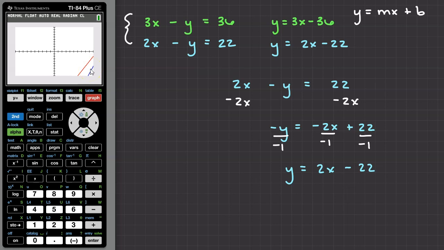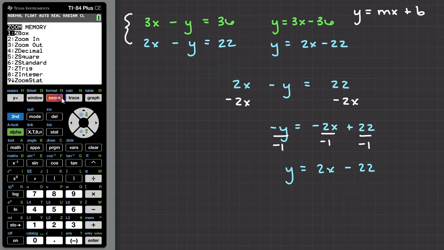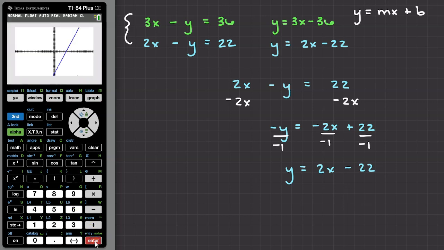We'll need to zoom or adjust our window settings so that we can see that point of intersection. Hit zoom on your calculator and select option 3, zoom out. Hit enter, and this will zoom your window out. Now, if you hit the trace button on your calculator, it will tie your cursor to one of the equations. Use the cursor to move up towards that point of intersection.